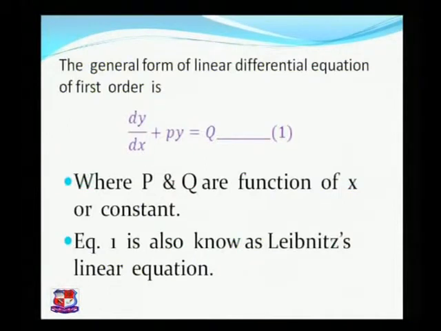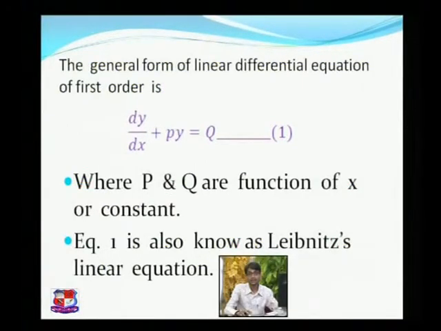There cannot be any terms with y, because if there is any terms with y in p and q, then this equation will not be linear by the definition. Okay, so p and q both are functions of x or constant. This kind of equation is also known as Leibniz linear equation. Okay, this is the linear equation of first order. This is also known as Leibniz linear equation.